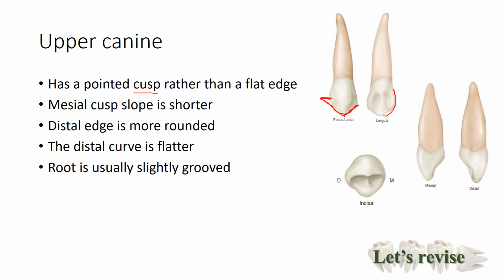Once we've got here, we do struggle a little bit with our mesial and our distal sides because they are very, very similar. The best way is we're looking for this mesial cusp edge and this distal cusp edge for the differences to work out which way round these teeth are going to be going.